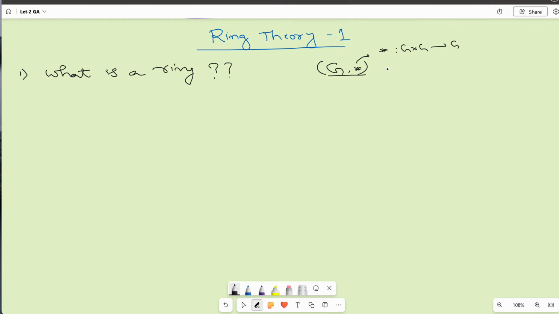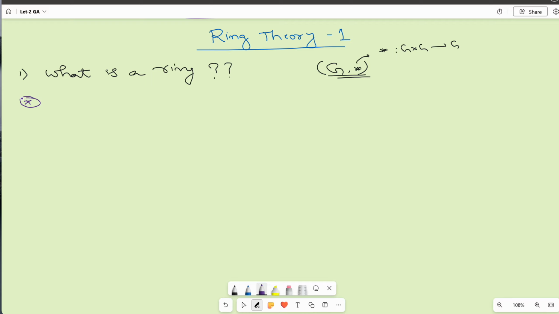This is for a group. In a ring, we have two operations: one is addition, one is multiplication. We will define two binary operations, and it is not necessary that plus is the usual plus and dot is the usual dot; they can be anything. Just for convenience, we say this is addition and this is multiplication. So what is the definition of a ring?